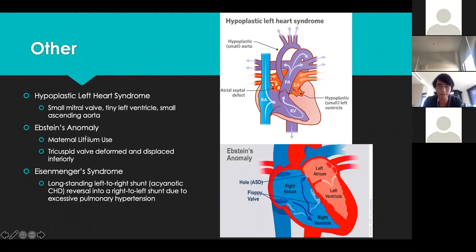The other one is Ebstein's anomaly, and that's basically where you've got this deformed and displaced tricuspid valve, and it's associated with maternal lithium use. So that would be the buzzword if you were doing an MCQ.